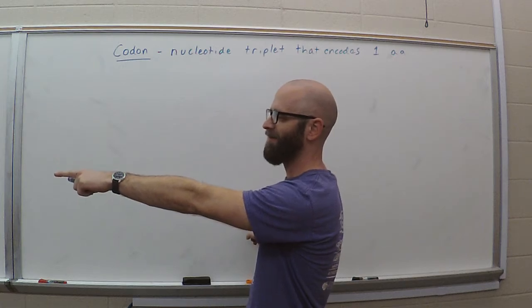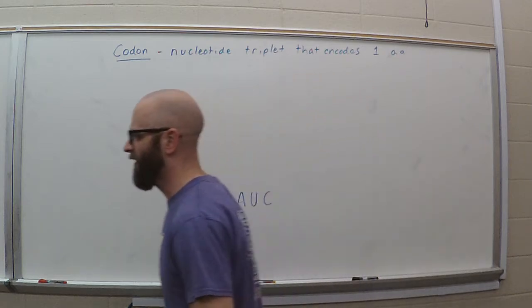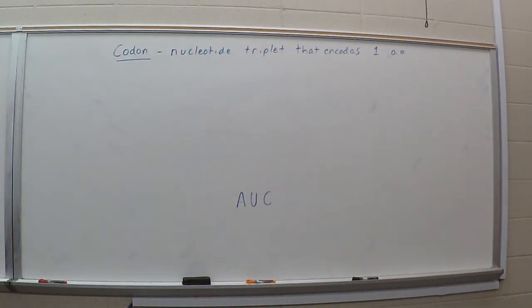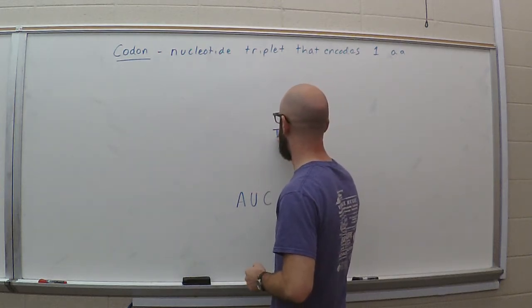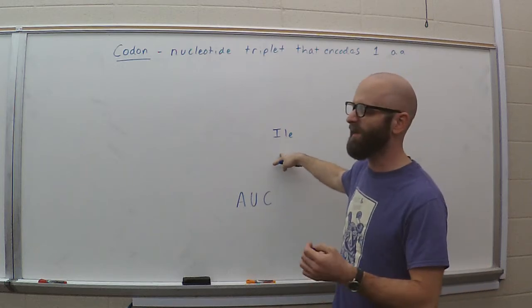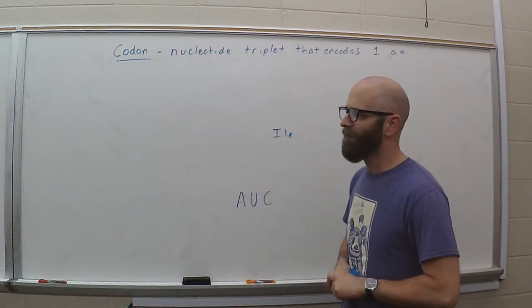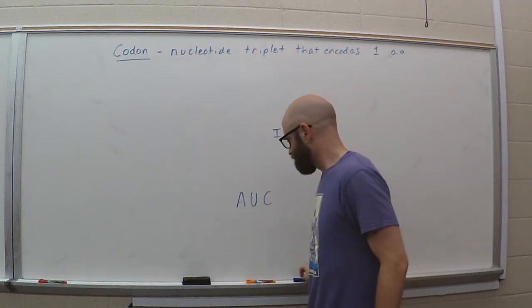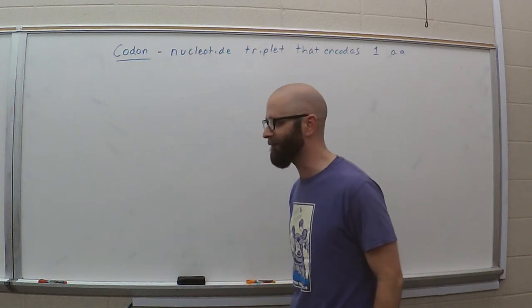And then within that box you find UAC, right? And UAC encodes isoleucine, I-L-E. That just stands for isoleucine. You don't need to know what all the abbreviations are for the amino acids, but you do need to know how to read a codon table, right?